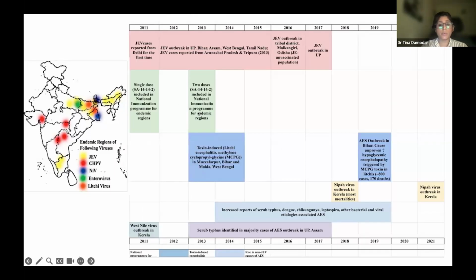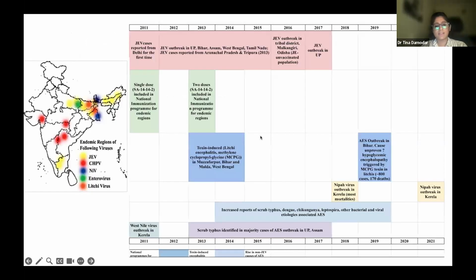In 2013, the program initiated 2 doses of SA-14-14-2. And while this was happening, repeated outbreaks of JEV continued. We had other causes of encephalitis also being reported, especially post-2010, where there were increased reports of scrub typhus, dengue, chikungunya, leptospira. However, this was not a systematic reporting. It was just reporting from a few outbreaks. And as you can see here, there's toxin-induced encephalitis also. So all this, while it mimicked JEV, they were really not JEV.